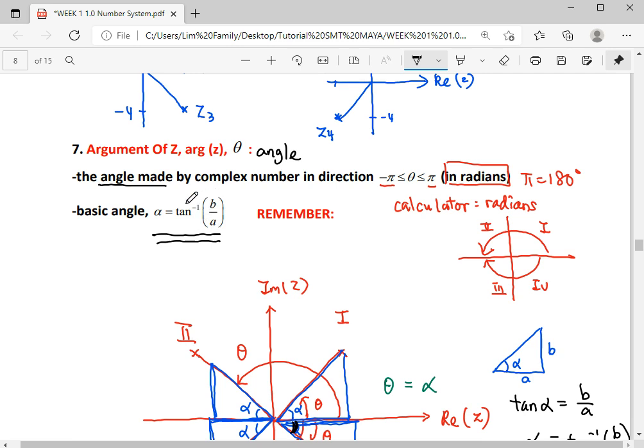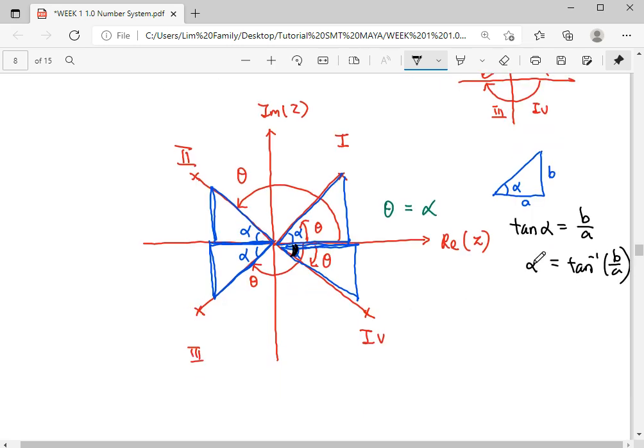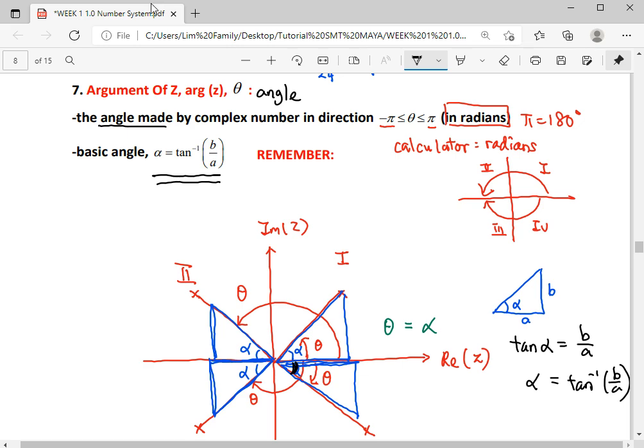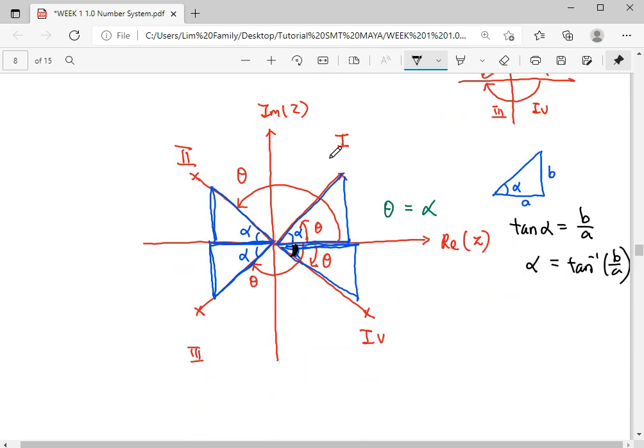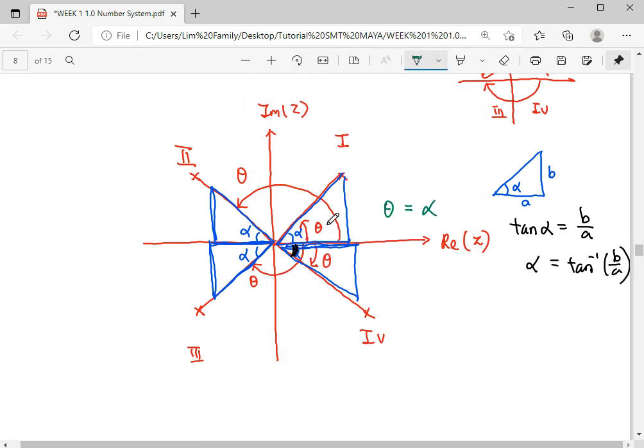As the formula given here, I have written it here already: basic angle, you can shift tangent B over A. So this is how we press the calculator, shift tangent, but actually we call it arc tangent of B over A. B is the imaginary part, the height of the triangle, and A is the base of your triangle. After you get the basic angle, now we can get our argument. We can see in the first quadrant, the angle of the complex number is equal to the basic angle. You can see here, this is our angle theta. It is the same as the alpha.